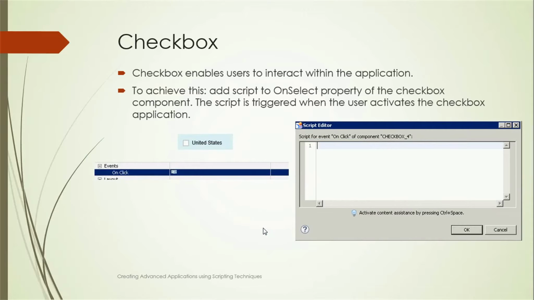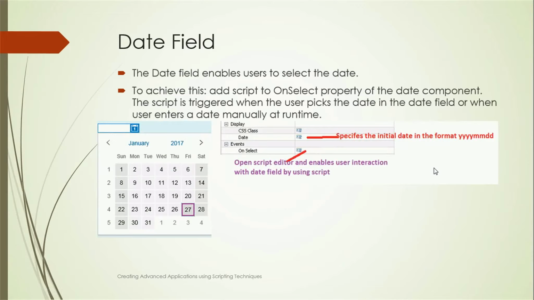Now coming to checkbox. Checkbox enables users to interact within the application. We can just add a script to the on select property of the checkbox component. So this is a script editor, and this is a property. When we click on this, the script editor opens, and we can add the code for that checkbox.